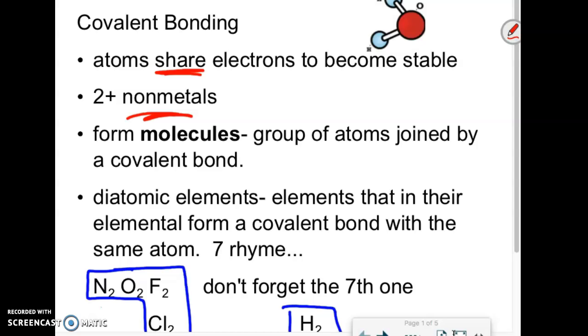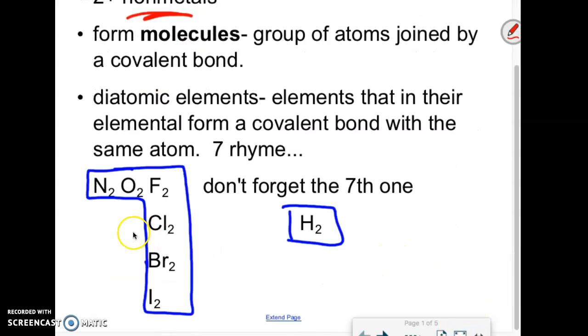Another thing we have to keep in mind for covalent bonding is diatomic elements. And we talked about diatomic elements back in the periodic table notes that I attached in the Google Classroom. But what diatomic elements are is they are elements that are so reactive that they do not exist by themselves in nature, okay? They have to bond with another atom of themselves. And there's 7 of them, okay? And we call it the 7 rhyme. So the 7 diatomic elements are nitrogen, oxygen, fluorine, chlorine, bromine, and iodine.